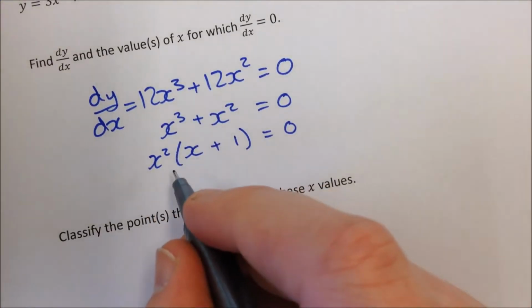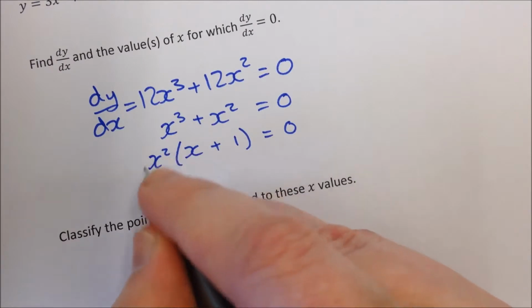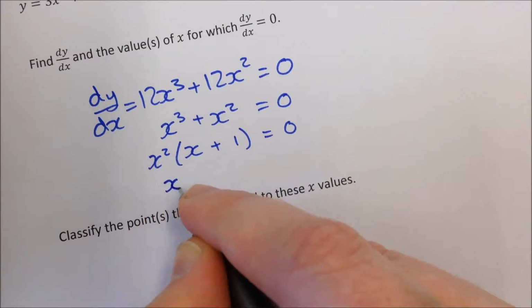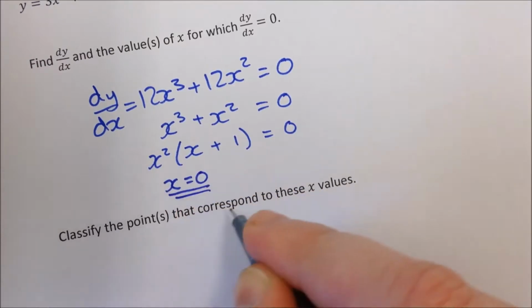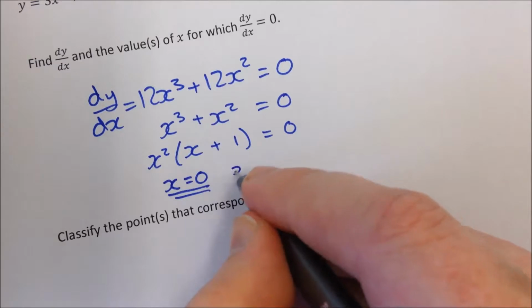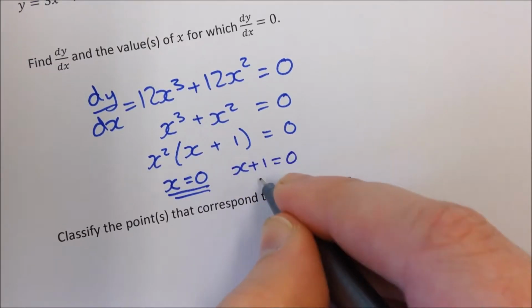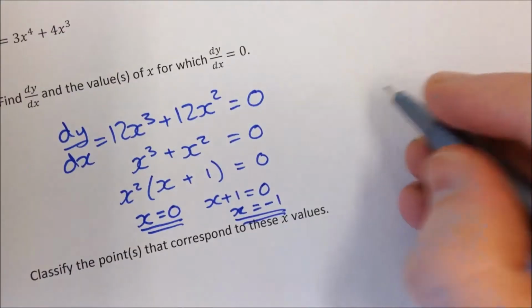Now we've got two solutions here at least. Right, we've either got this comes to 0. Now if x squared equals 0, then that means that x also equals 0. Or we've got this equals 0, so if x plus 1 equals 0, then x equals negative 1. So we have two solutions.